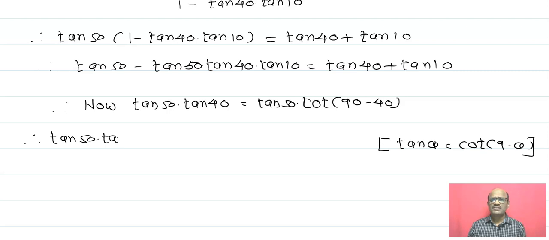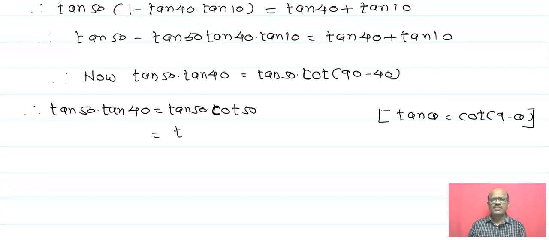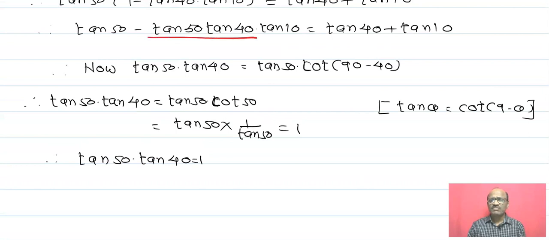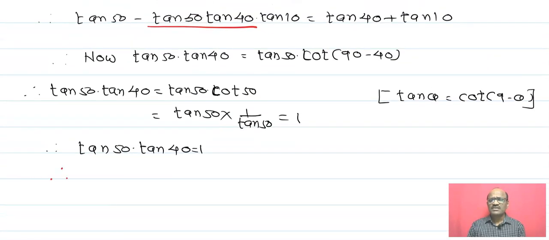And now see this. Therefore, we change here. Tan of 50 into tan 40 is equal to tan of 50 into cot of 50. And what does cot 50 mean? 1 upon tan 50. Those two terms get cancelled, and therefore tan of 50 into tan 40 is equal to 1. One trick is there: the sum of these two angles is 90, and therefore the value is 1.